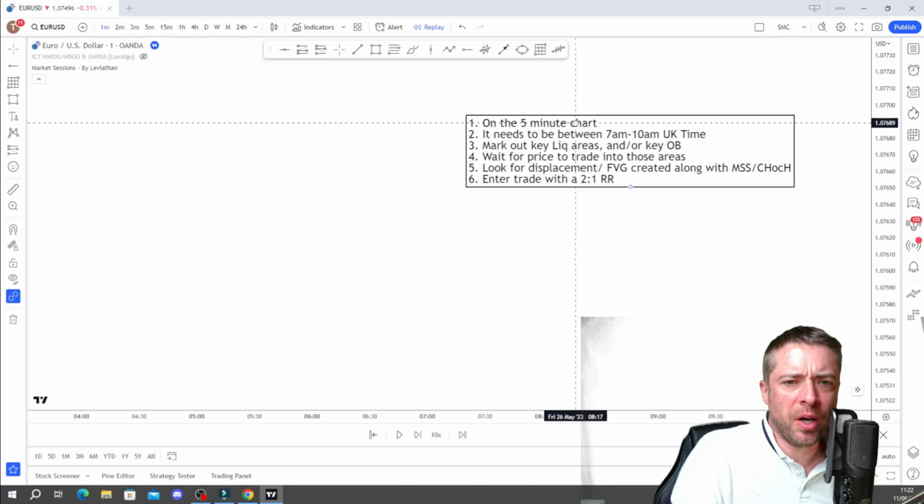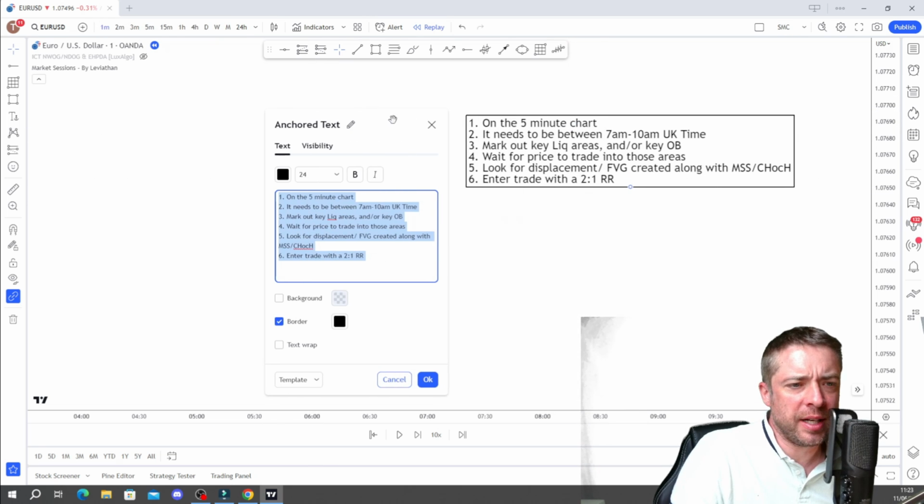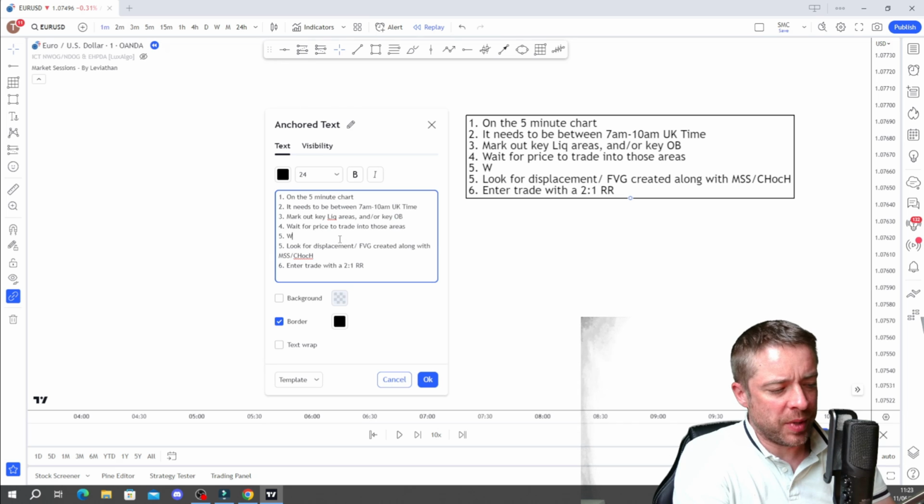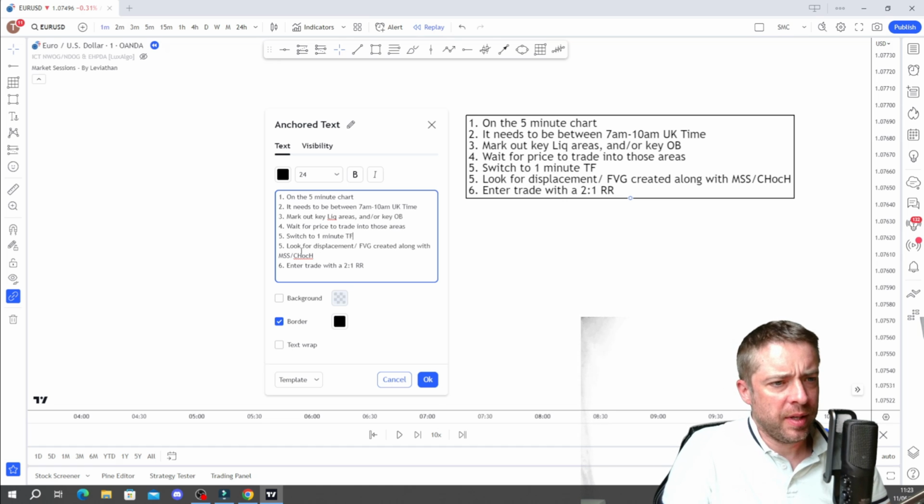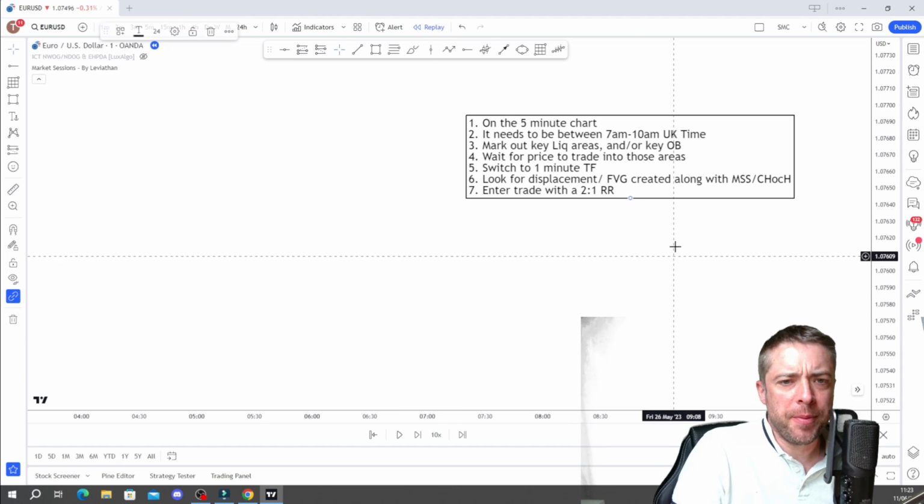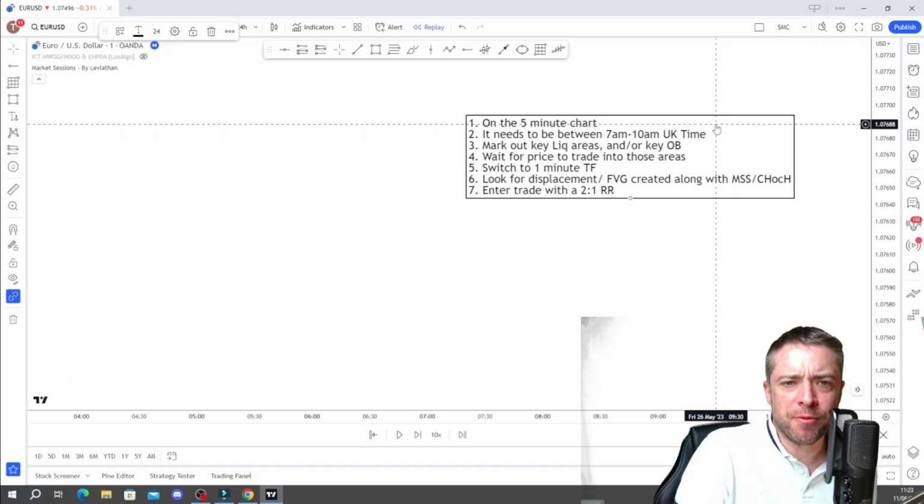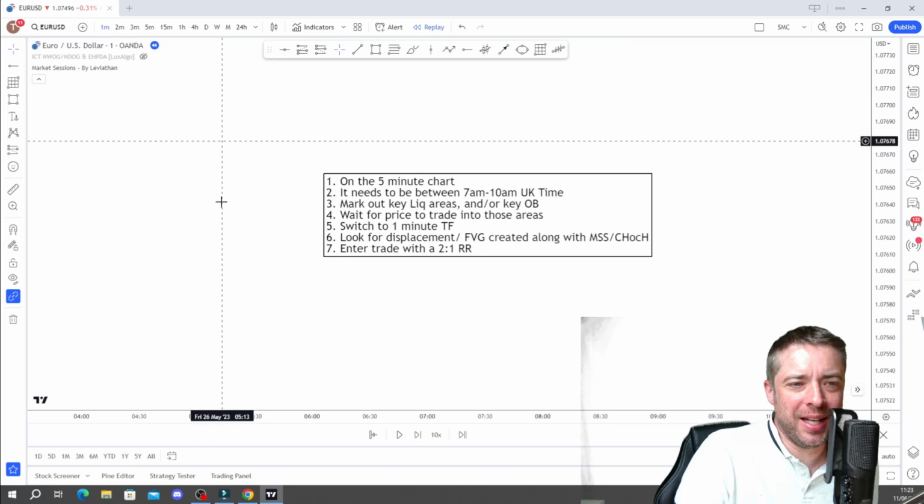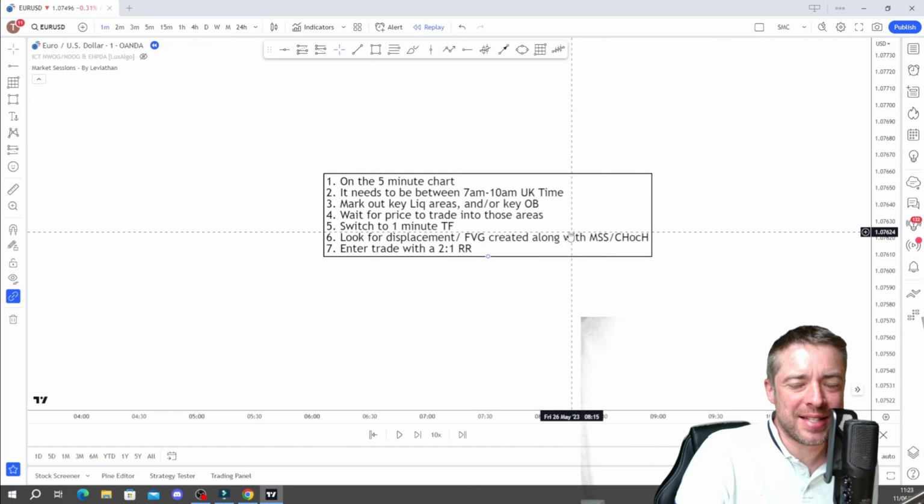So we want to be on the... actually, I have missed something. That wants to be 5: once you've swept liquidity, you want to switch to the 1 minute time frame. That's it. Them's the rules. So if you want to take a picture of that, it's quite simple to remember, but that's it.